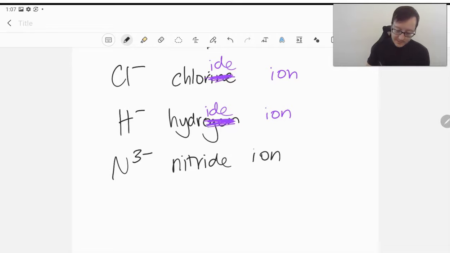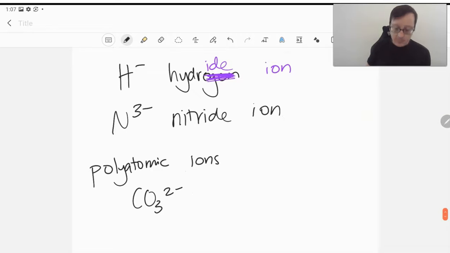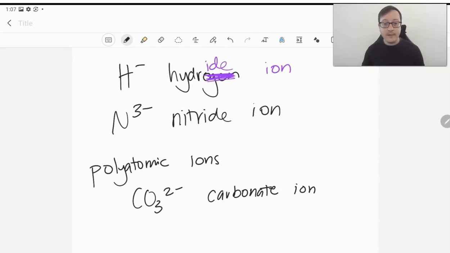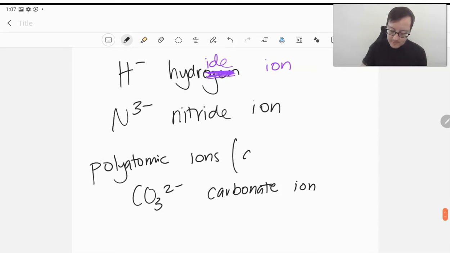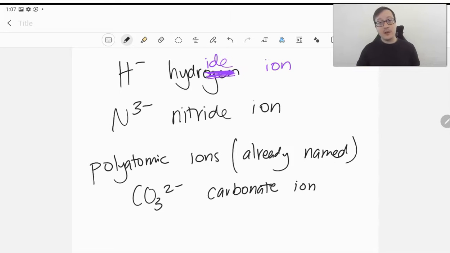And then finally, we have polyatomic ions. They already have names. We don't need to name them. This is carbonate. And that's it. They already have their names. So that's why we have that big old chart that you're going to want to learn the names of all of these. Because as we'll see, with naming ionic compounds, we simply put the names together. And we have to charge balance the compound as well.